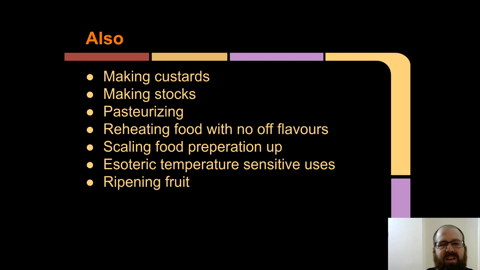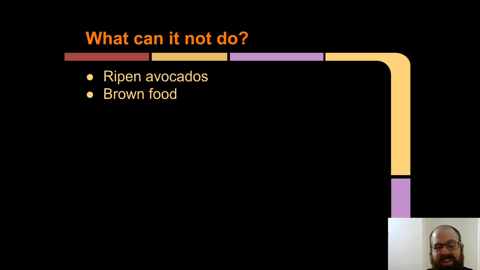And so, as I said, making custards, making stocks, pasteurizing, reheating food with no off flavors, because off flavors come from oxidation. So you can cook your food, cool it, heat it, and it'll taste just like you've heated it the first time. Scaling, you can also make a much larger number of meals at the same time with this. And one of the interesting ones is ripening fruit. Very often you get fruit and it's not ripe, and it would be ripe if you just held it at 45 degrees for a few hours. And I know what you're thinking, oh my god, I can have ripe avocados instantly. Sadly, ripening avocados is the one thing it doesn't do.